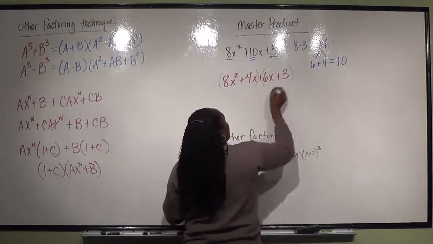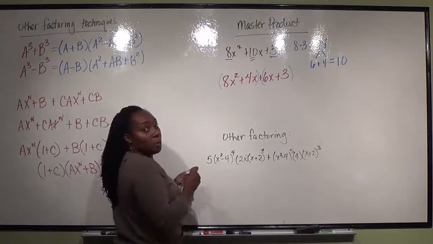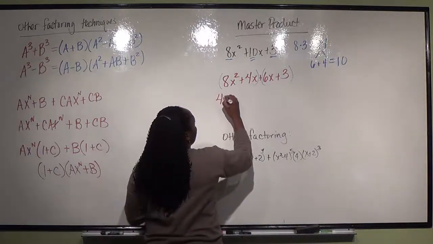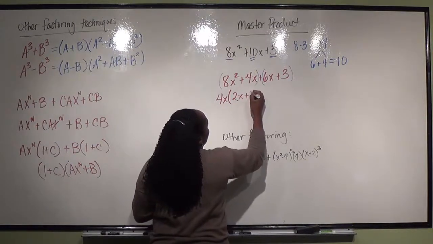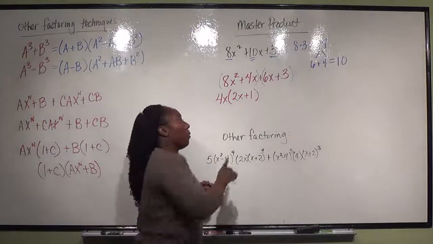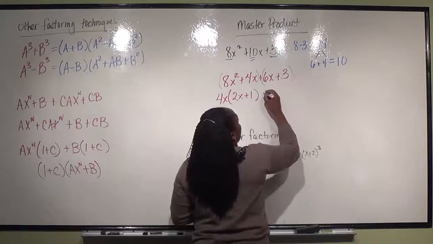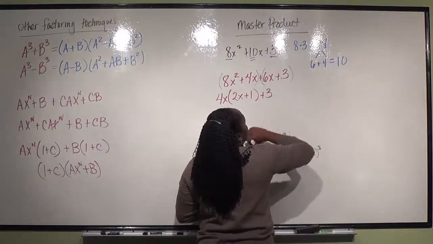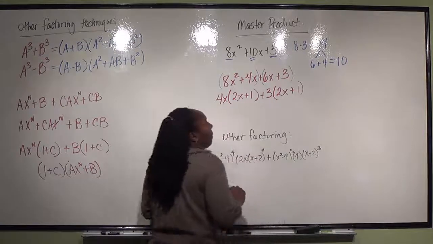So I'm going to look at these first 2 terms and factor them. So we can see I can pull out a 4x. I'm left with 2x plus 1. Don't drop those 1s. Remember, you're multiplying by something to get that term. And then same thing over here. I can see there's a 3 in common in both of these. So I can pull a (2x plus 1) out.